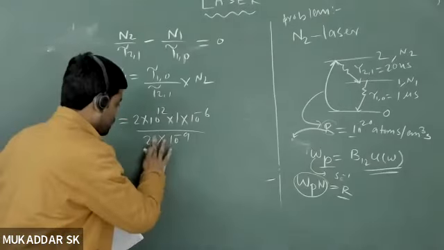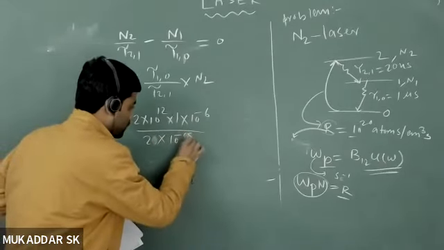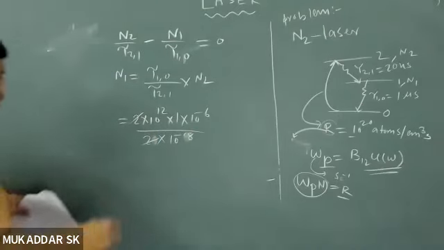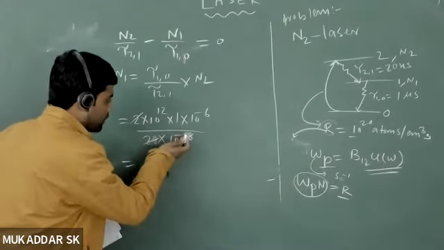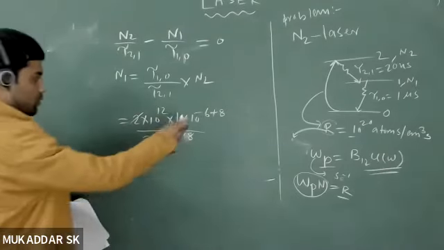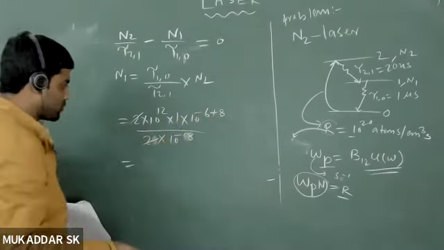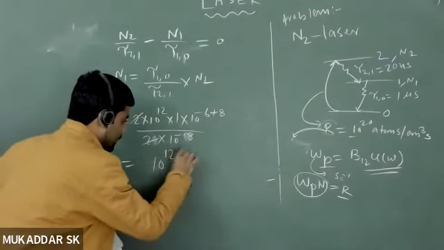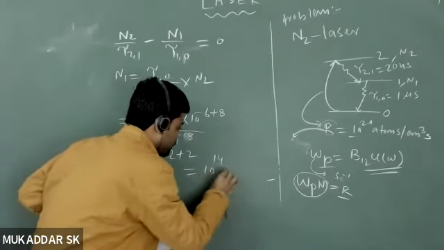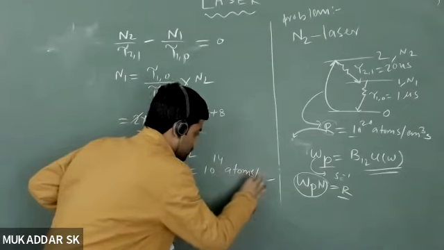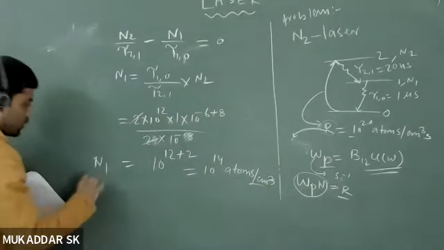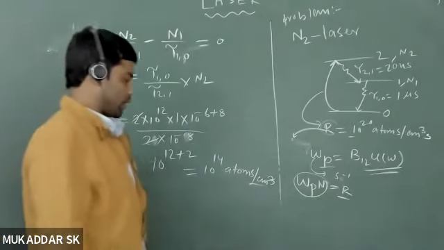So this 10 will cancel on power, it will be minus 8. And this 2 will be cancelled. Okay. So then this minus 8 will go to upper side, it will make plus 8. Minus 6 plus 8, it will be plus 2. And you have 10 to the power 12 already. You have to add plus 2. It means it will be 10 to the power 14 atoms per centimeter cube. So this will be the population density of level one at thermal equilibrium.